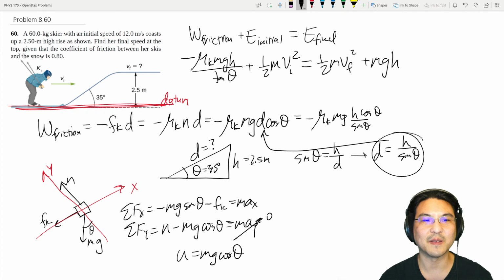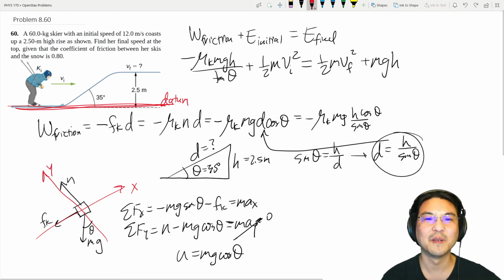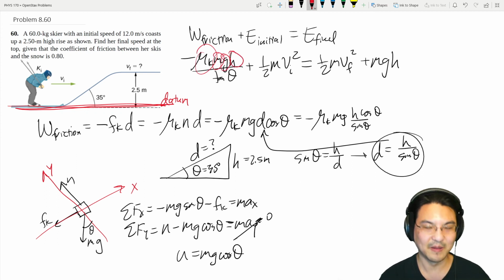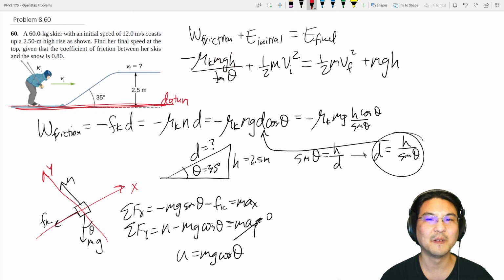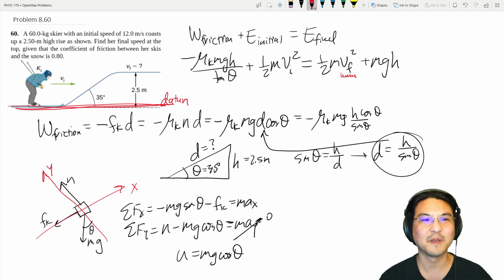Okay, now let's take a look at what we know and what we don't know. We know, yes, yes, yes, yes. We got the angle, initial speed, 12. Final speed, we don't know. That's actually what we're looking for.